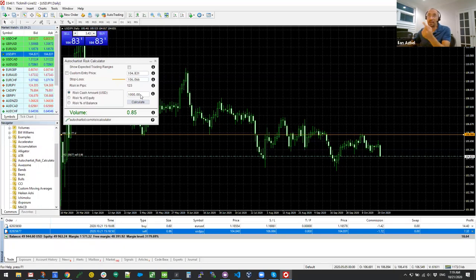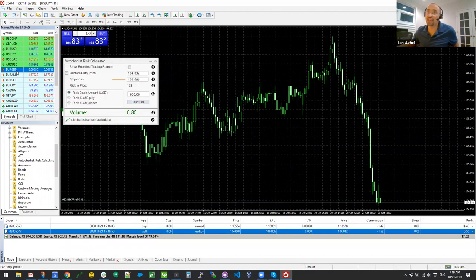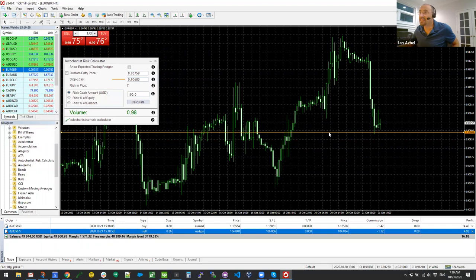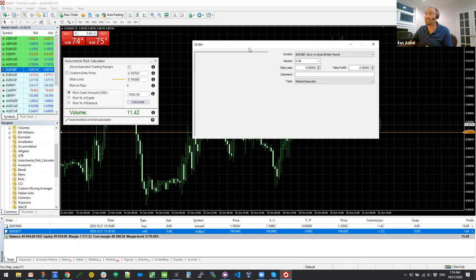So let me make it even more complex. Let's switch to an hourly chart and trade a cross rate, Euro GBP. I want to set my stop loss at 7 pips away. That's really, really short term position. And I want to risk a maximum of $1,000. I should set a position of 10 lots, right? So let's have a look at what that looks like.